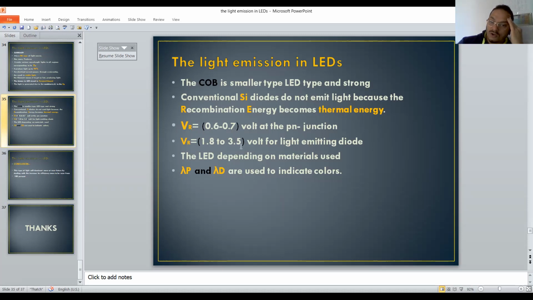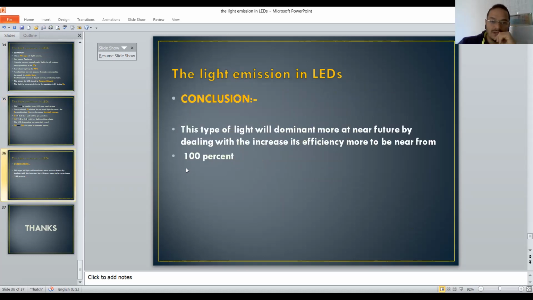The light depends on the materials used. We have two kinds of wavelength for the LED light, lambda P and lambda D, the dominant wavelength. Lambda D is used for visible light. My conclusion: this is a great type.